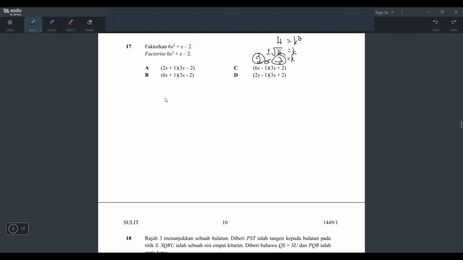Number 17, factorize 6x square plus x minus 2. This is already in general form. So if you want to factorize this, it's very simple. You use the calculator, right? You're very familiar with this. You always use the calculator to press this, right? So how do you press? You press mode.